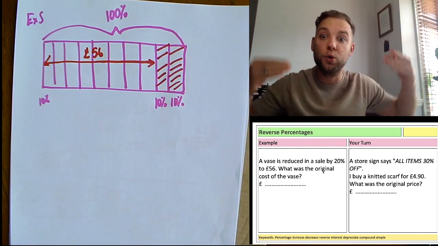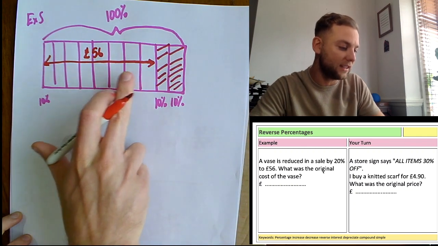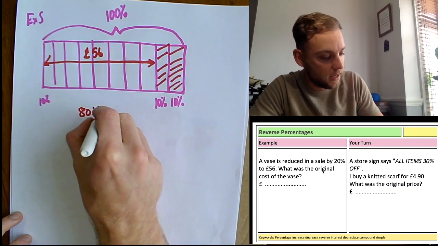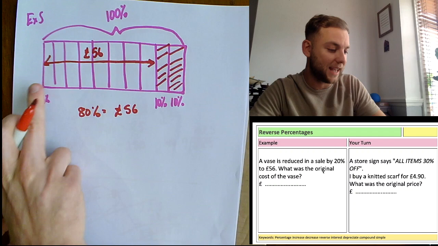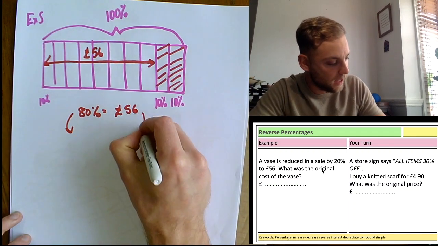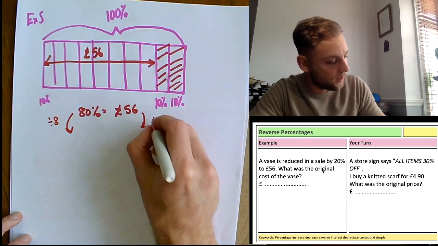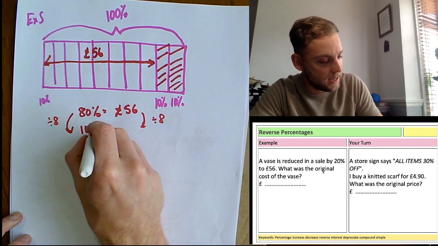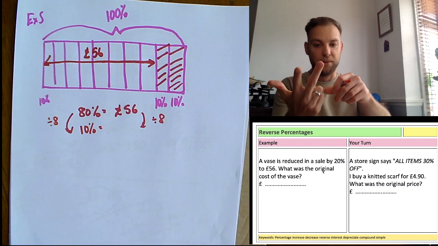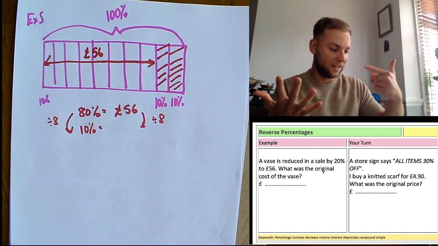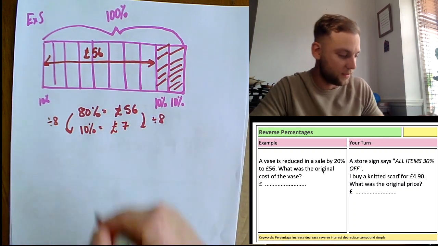So remember, we're trying to find 100% here. So I know that 80%, 1, 2, 3, 4, 5, 6, 7, 8, 80% is equal to £56. How do I find out 10%? Well, to find out 10%, I'm going to divide this by how many of these? 1, 2, 3, 4, 5, 6, 7, 8. So divided by 8. So 10% is equal to this divided by 8, well, 8, 16, 24, 32, 40, 48, 56. So that is 7. Okay, so it goes into it 7 times.